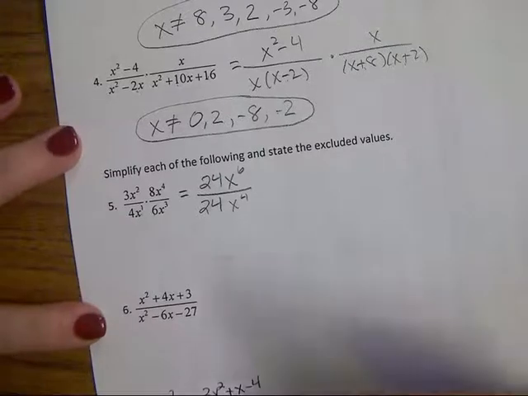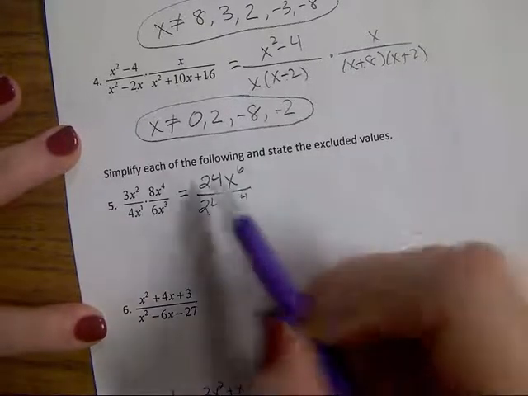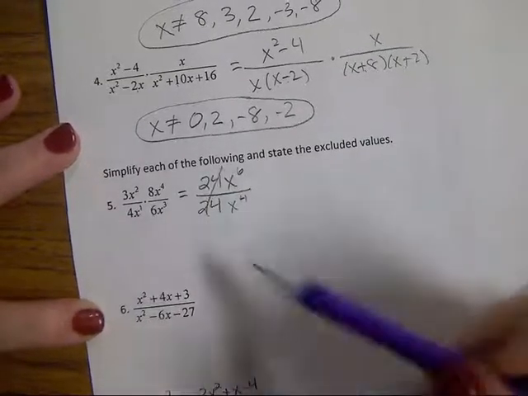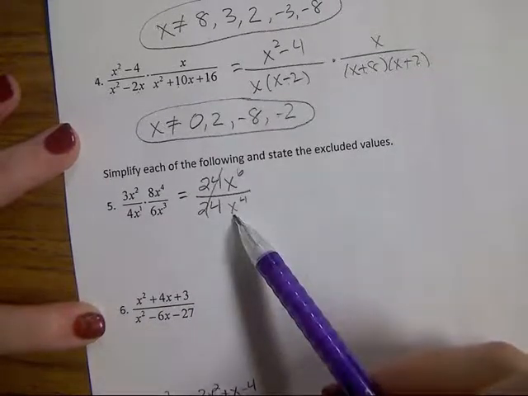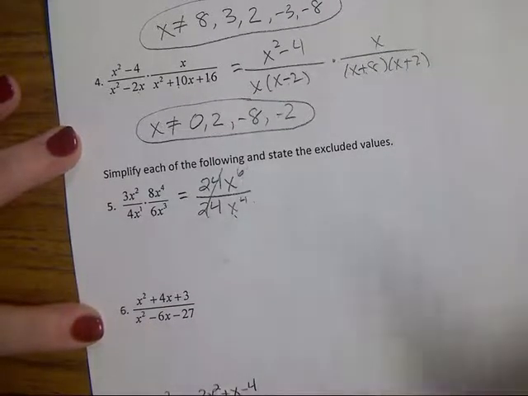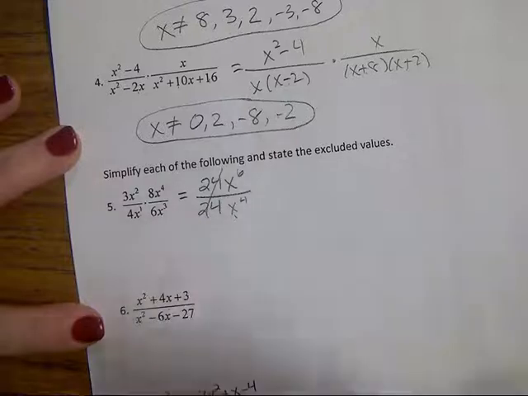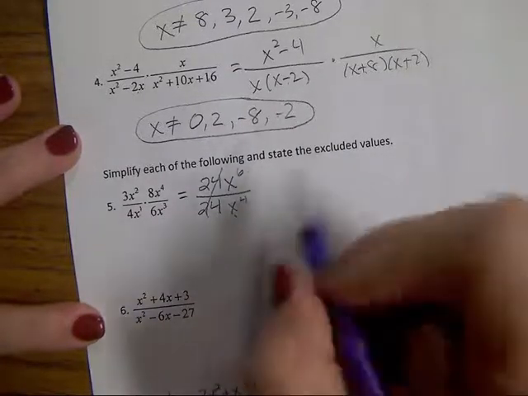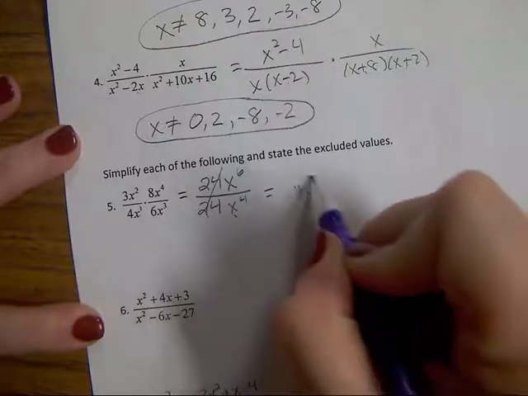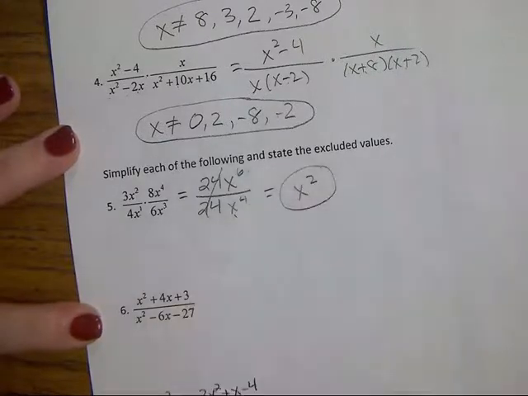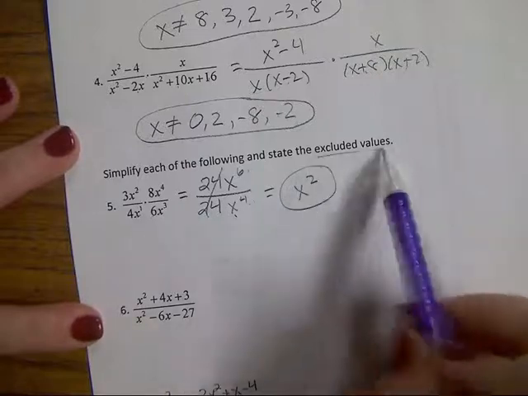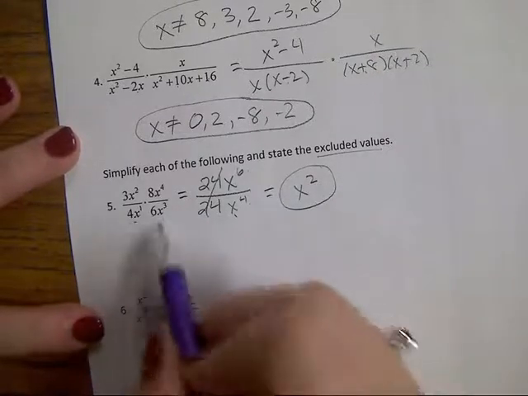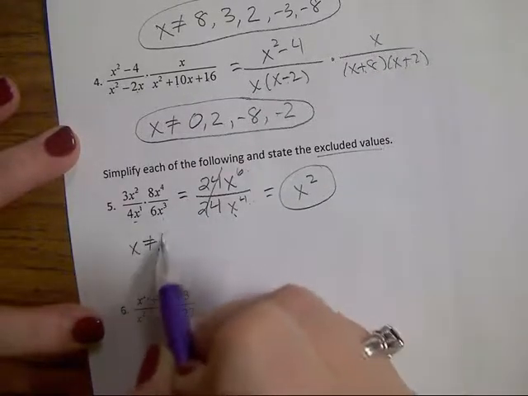All right, now I can simplify. I see 24 over 24. All right, cancel that away. When I have two like bases, I'm going to subtract their exponents. So I'm going to do 6 minus 4. So this whole thing is just equal to x squared. Right. My excluded values for this problem here, x is not allowed to equal 0.